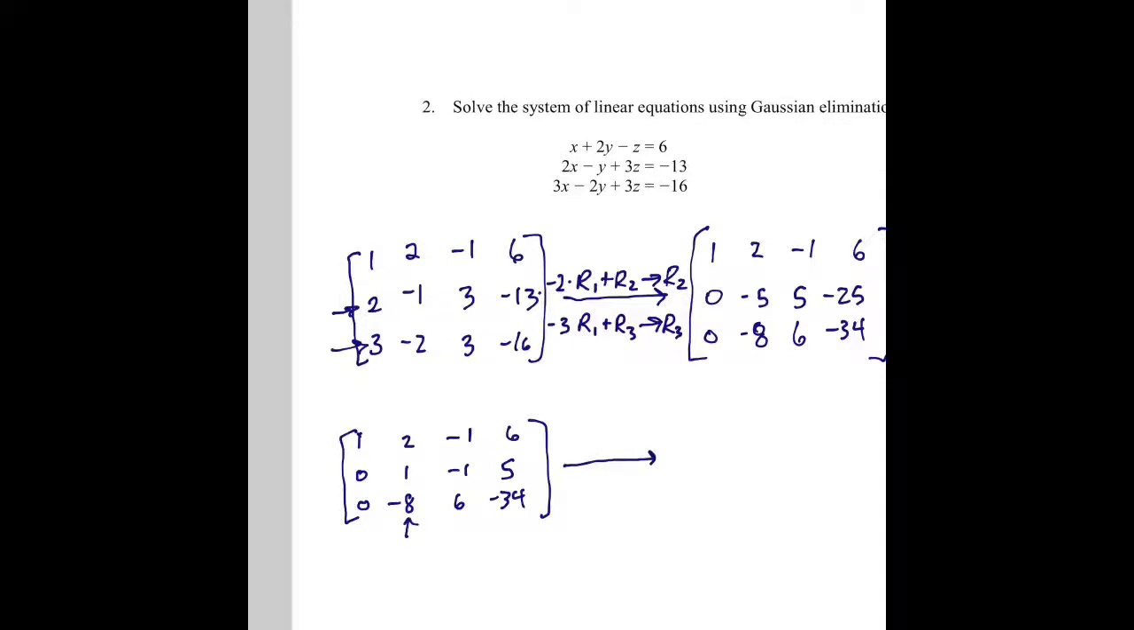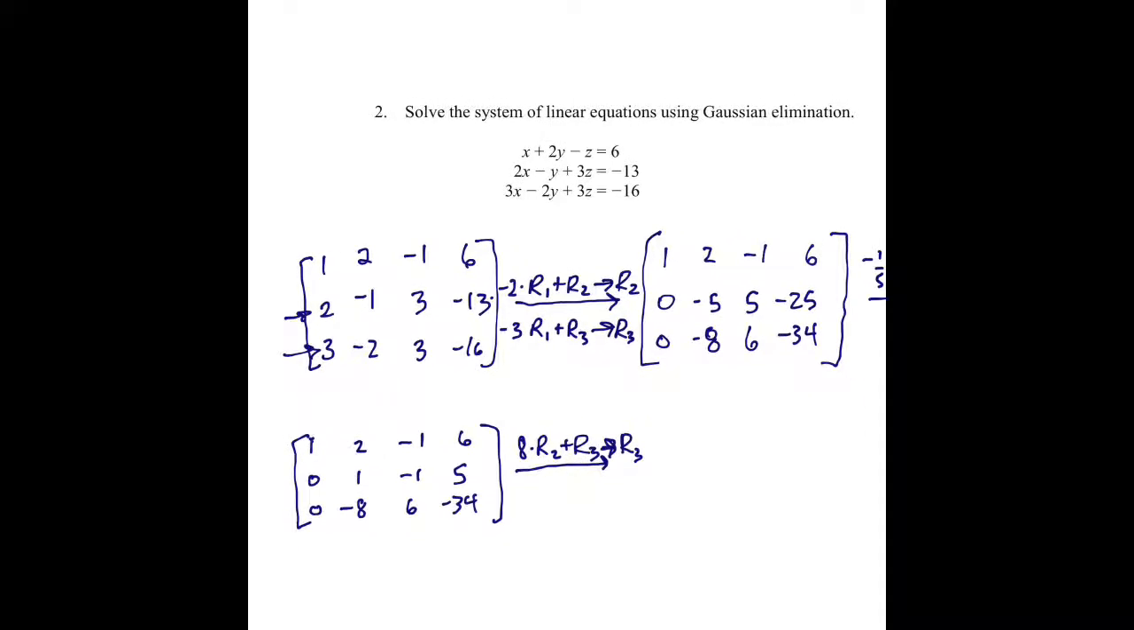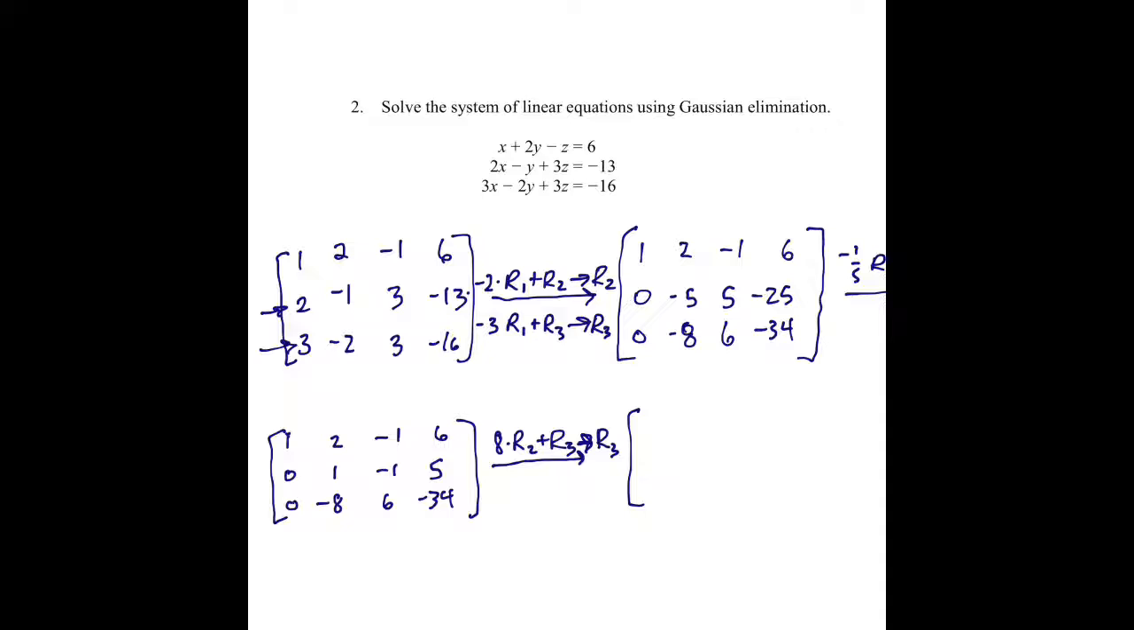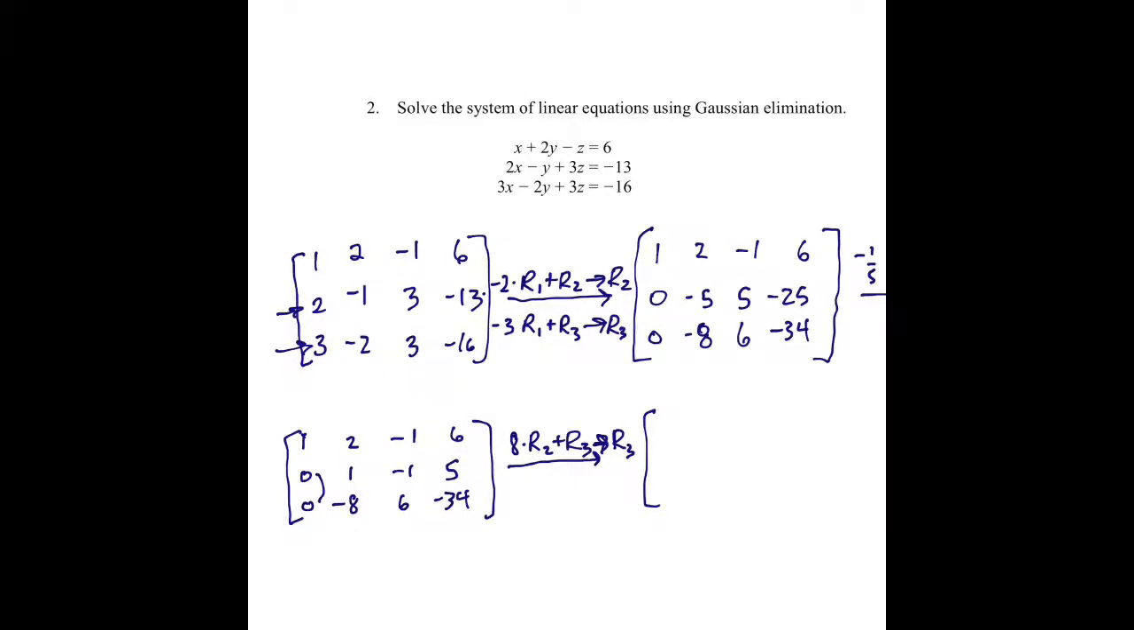So now I need to get that to be a 0. So what I'm going to do is use the 1 that I just created above it and multiply it by the opposite. So I'm going to do row 2, multiply it by 8, add that to row 3 to make a new row 3. So that's going to be 0 plus 0. That's going to be 8 plus negative 8. This is going to be negative 8 plus 6. And this is going to be 40 minus 34.